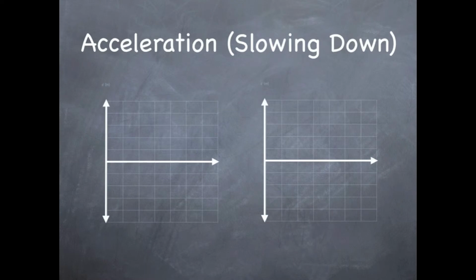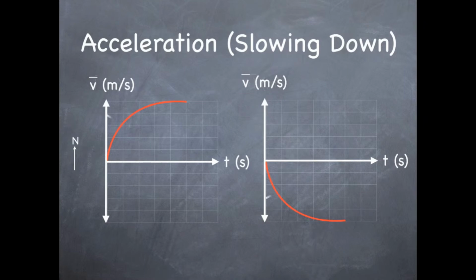Acceleration slowing down is also a curved line in a position time graph. However, the difference is that the slope is decreasing to 0 as we move down the line.